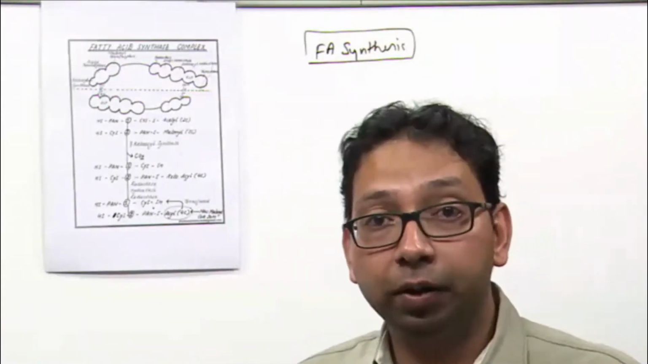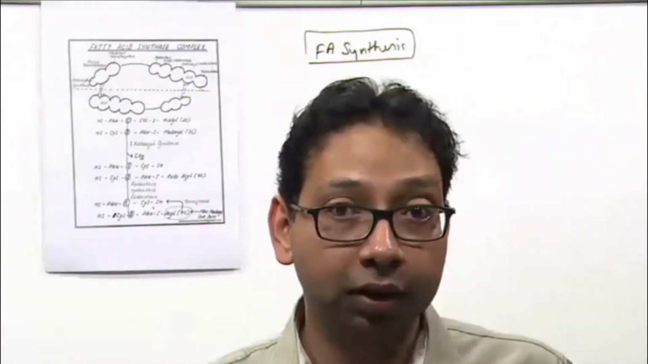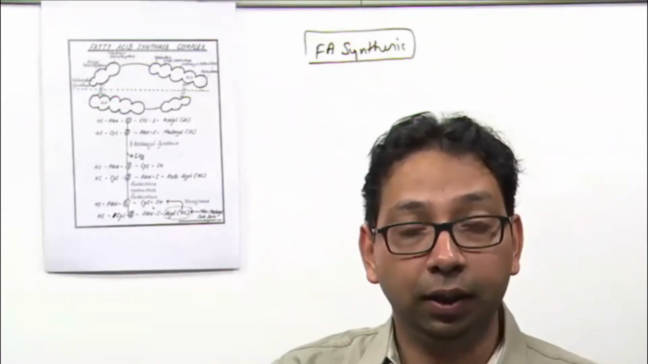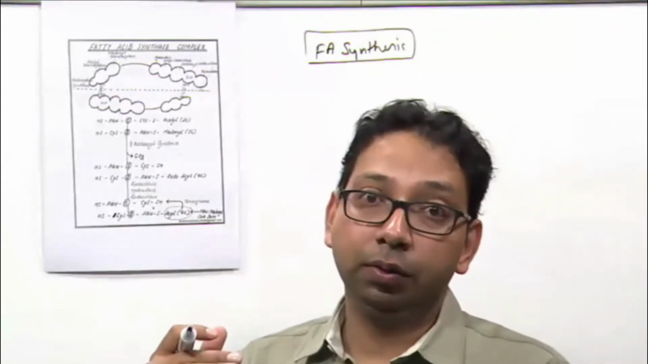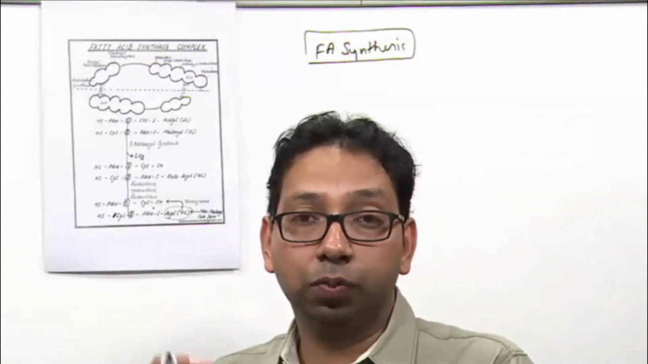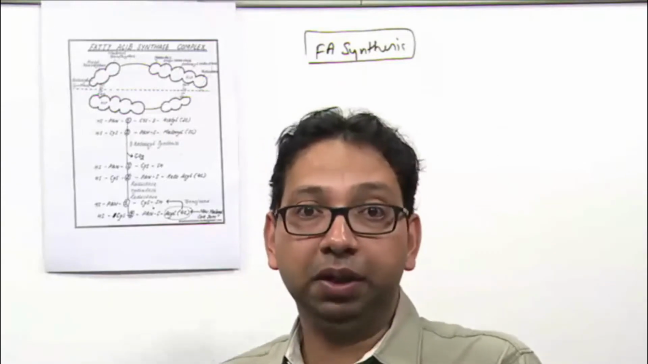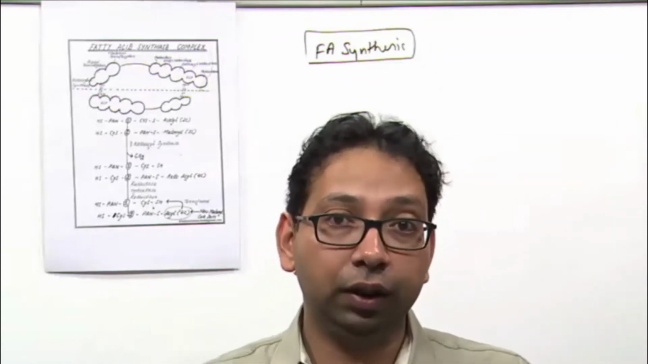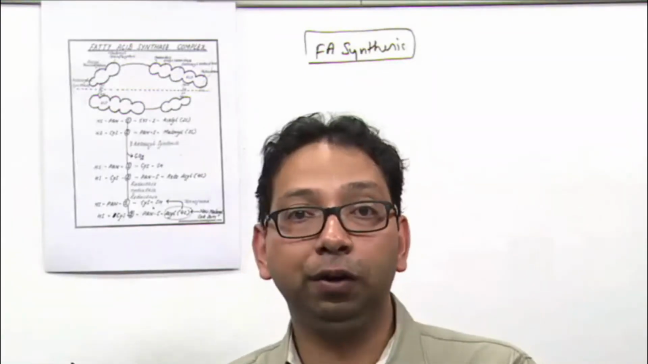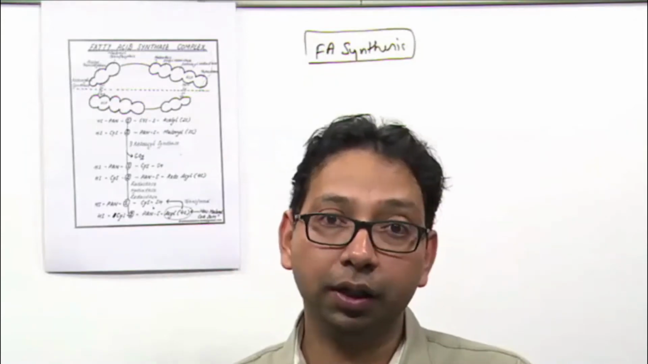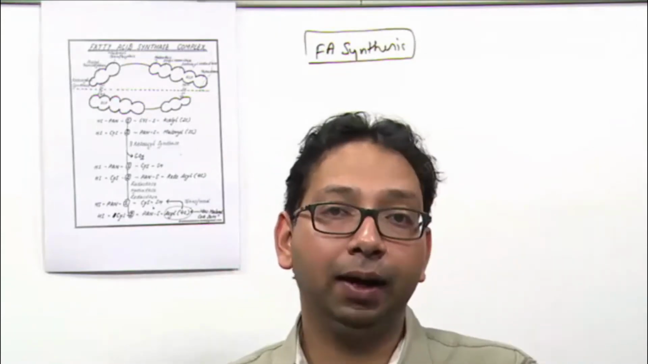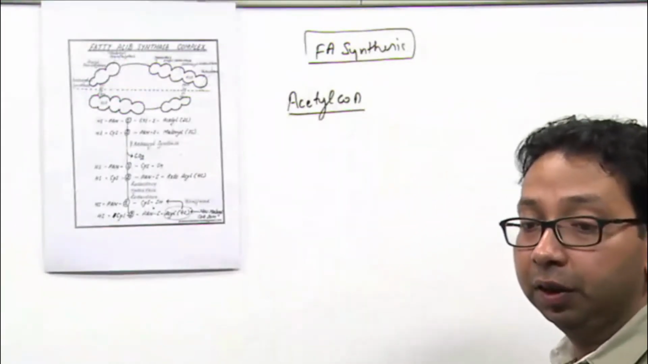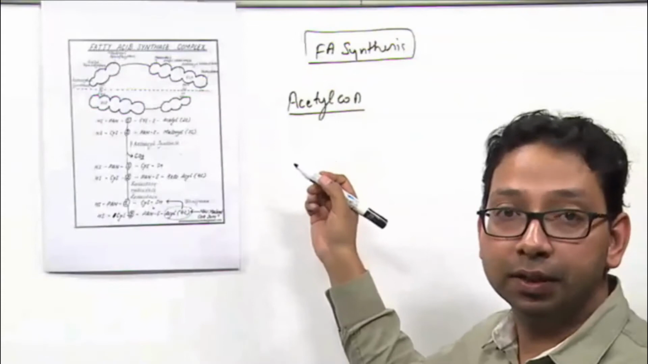when the energy requirement of the cell is fulfilled, the extra acetyl coenzyme A is diverted towards fatty acid synthesis. Meaning, when carbohydrate is converted to pyruvate, pyruvate to acetyl coenzyme A, which enters the Krebs cycle, energy is produced and the energy requirement is fulfilled. Now the extra acetyl coenzyme A will synthesize fatty acid. So the starting point of fatty acid synthesis is acetyl coenzyme A. So we have a sufficiently large number of acetyl coenzyme A in the cytosol.